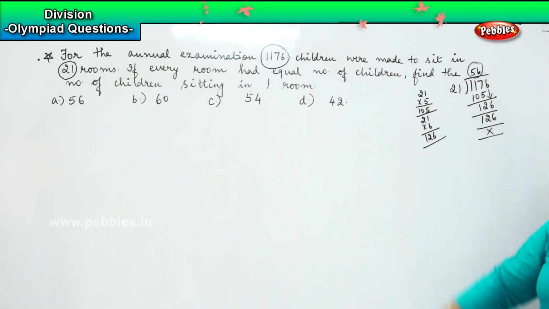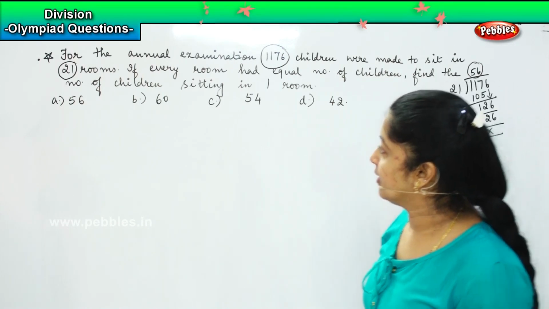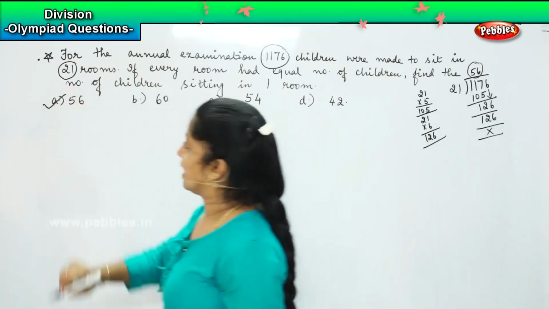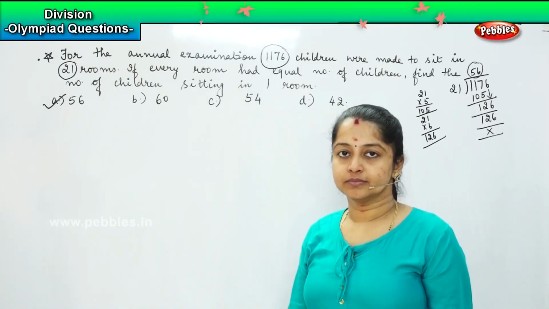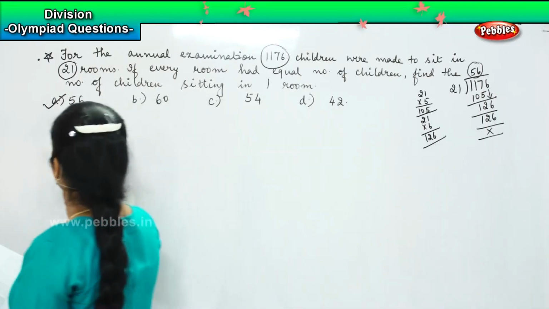So which means in one room there were 56 children who were sitting. Okay, that is option A. Clear? Shall we move to the next one? Okay, so here is your next question.